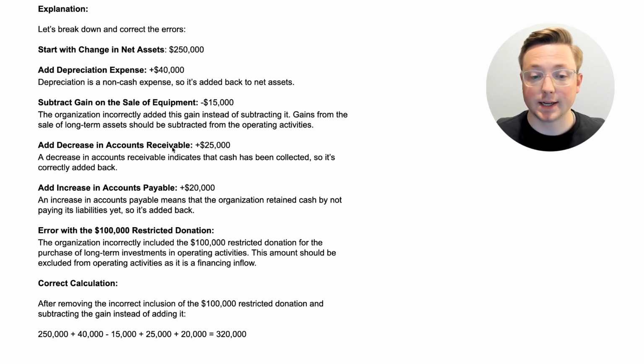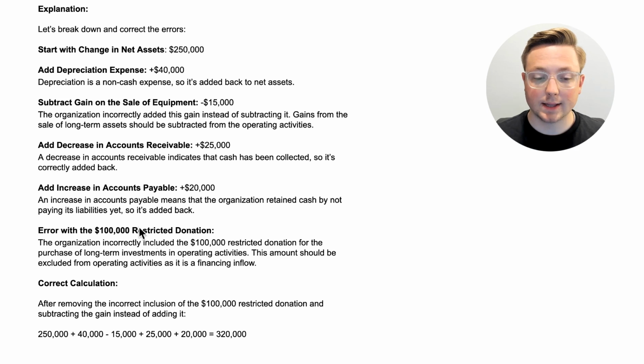We add the decrease in accounts receivable, and we talked about this in previous videos, where you increase it because if accounts receivable is going down, that means you received the cash, or at least hopefully that you received the cash. Hopefully it wasn't something that was written off. You received the cash, so that means you increase your cash collected. You add the increase in accounts payable, similar idea. Because your accounts payable went up, that means you didn't have to pay expenses yet, so that's money you saved. So you add that cash in.